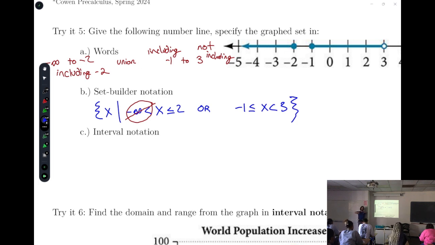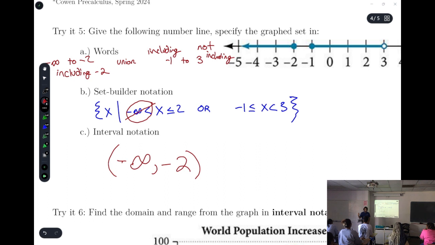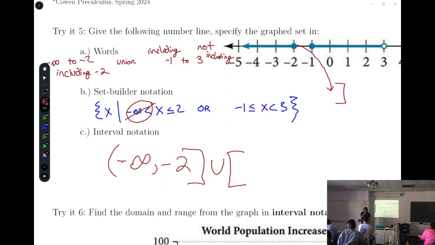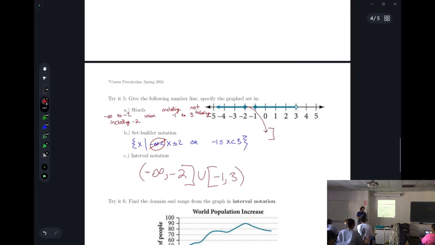Now somebody that wasn't in the first two groups hit us up with that interval notation. You tell me. So you're saying not that? How'd you know? Because the circle is closed. That circle means bracket. Okay. And then the union bracket, negative 1, 3. Good. United, in unison talking. That was good.